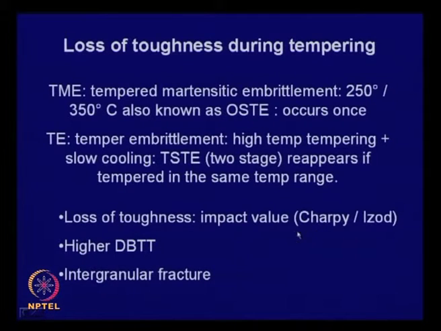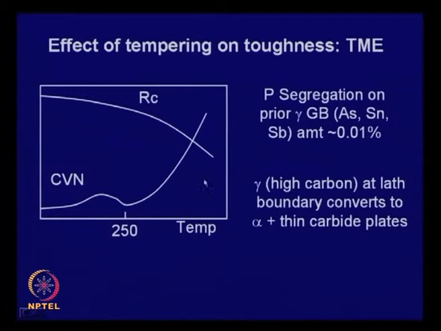Martensite as such has low toughness, but as you start tempering, its impact value starts increasing, and suddenly when you come to these temperature ranges, it again starts decreasing. It also has a higher ductile to brittle transition temperature, and if you look at the fracture, it will exhibit intergranular fracture.